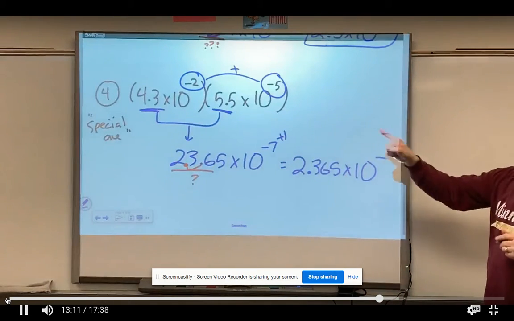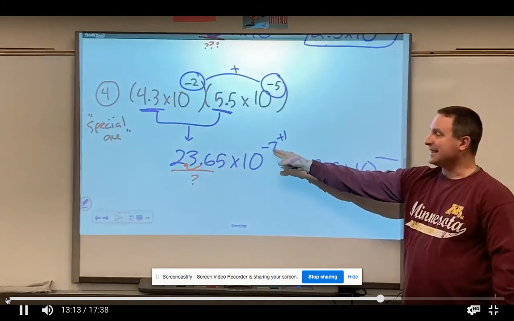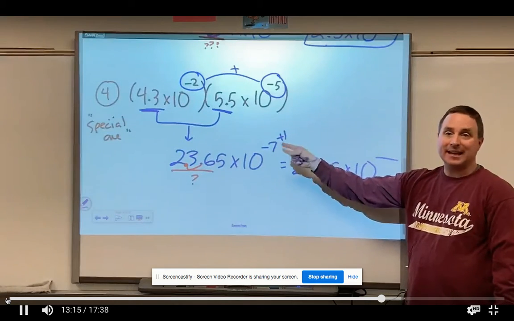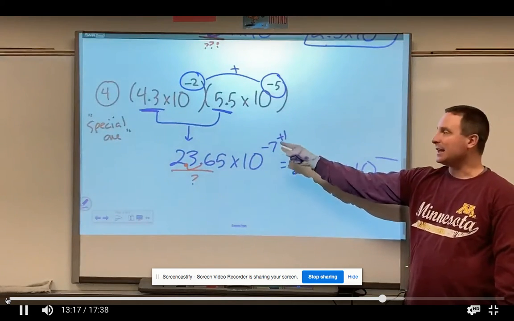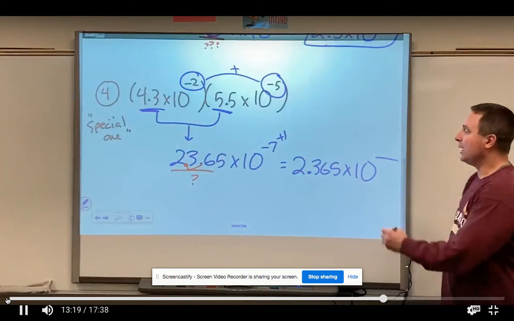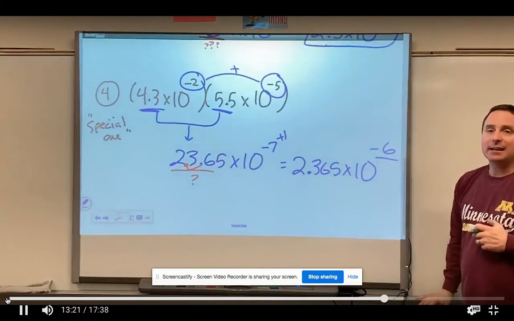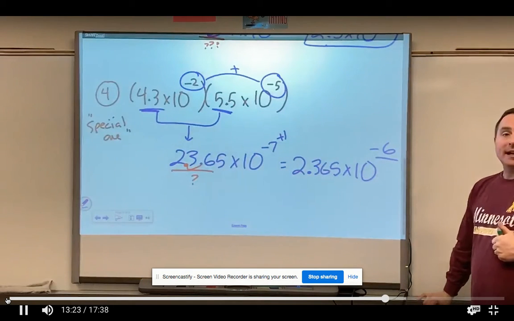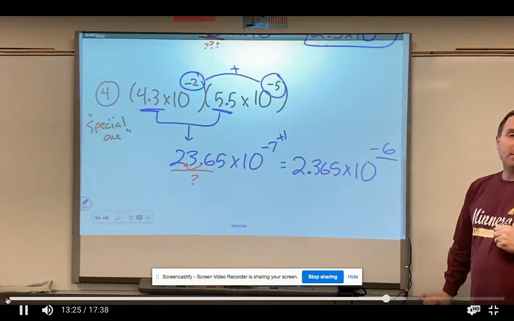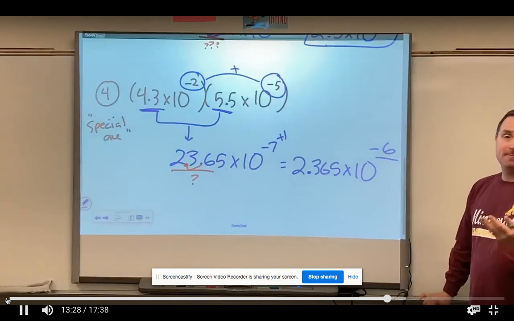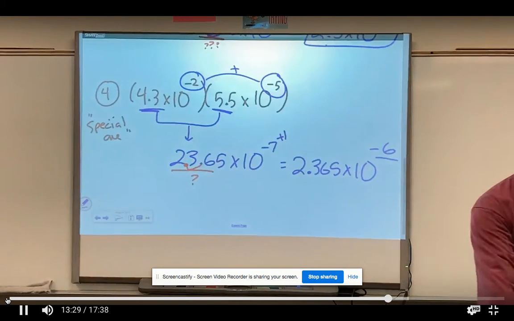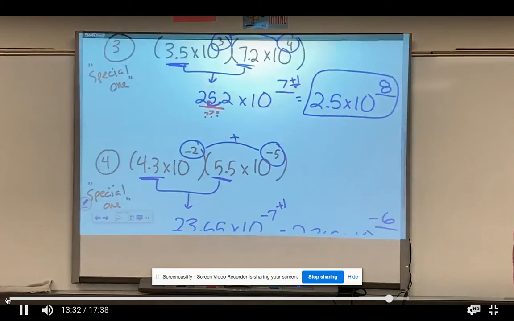Now be careful. Some people make silly little mistakes here. What's negative 7 plus 1? Is it negative 8? Nope, not negative 8. Negative 7 plus 1 bumps it up to negative 6. So when those exponents are negative, you've got to just be careful with your addition when you're adding one onto it. Okay, so that's kind of the little shortcut of multiplying two numbers that are in scientific notation.